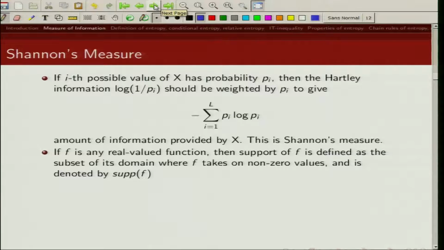So let us define what we mean by the support of a function. If we have a real valued function f, then its support is defined as the subset of its domain where the function f takes non-zero values, because this probability basically is defined over where pi is greater than 0. So we define the support of a function f as a subset of its domain where f takes non-zero values.